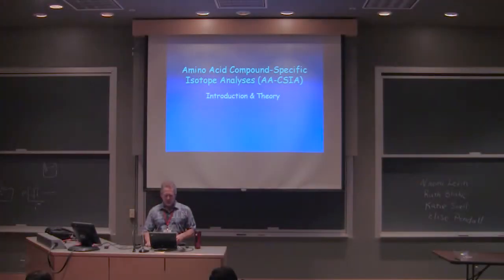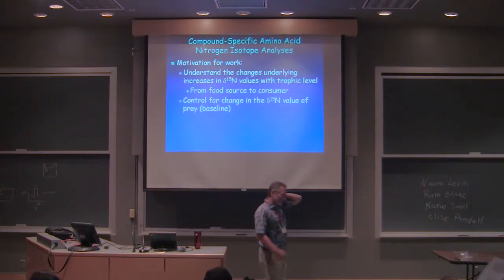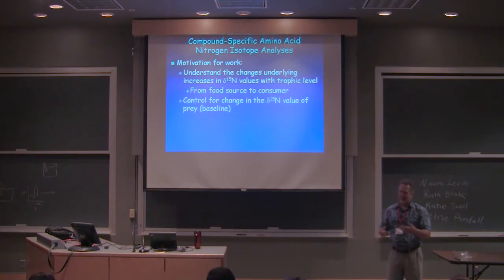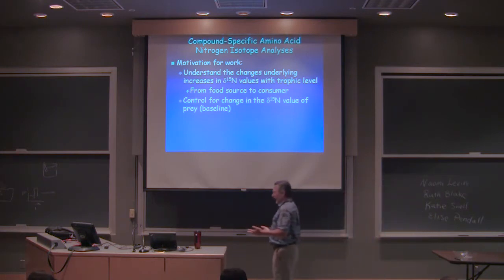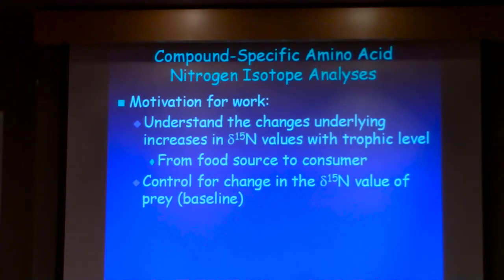Move on to amino acid compound specific isotope analyses. What I'm going to do is go over why different amino acid nitrogen isotopic compositions change with a trophic transfer and how that can be used. I'll give you a few examples in the modern ocean of what we can use this information for.